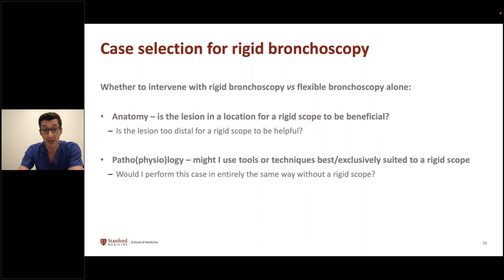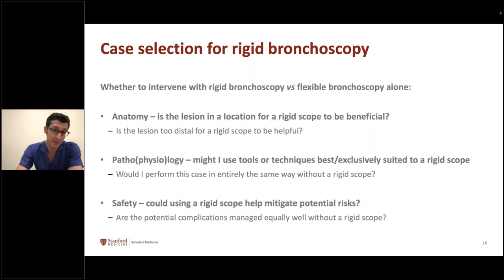Pathology and pathophysiology considerations are taken into account as well. So might I use tools or techniques that are best or exclusively suited to a rigid scope? And again, the converse of this is, would I perform the case in entirely the same way without a rigid scope? If you can really think to yourself that you might not use anything special or unique or different with a rigid scope versus a flex scope alone, well, that case might be no better performed with rigid bronchoscopy than without.